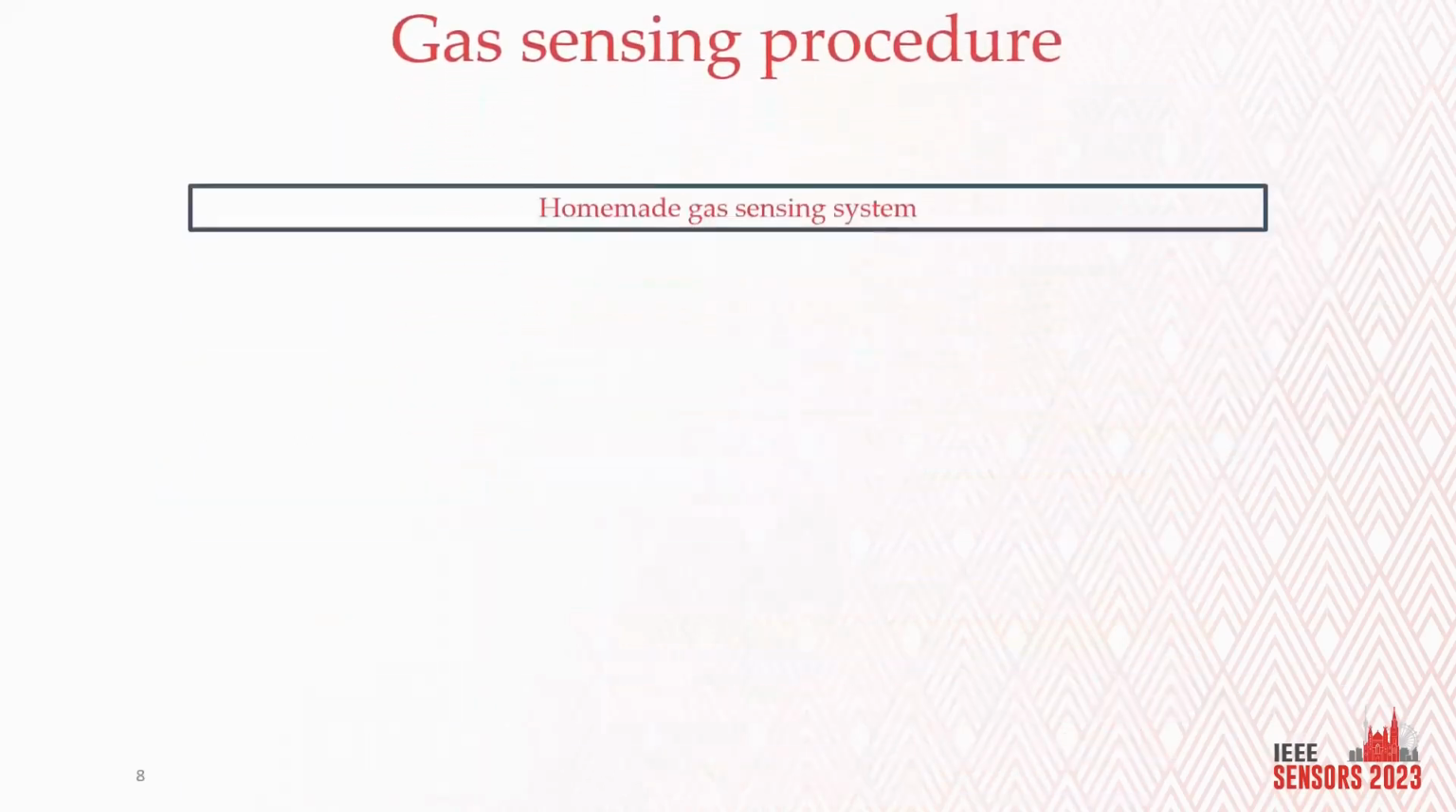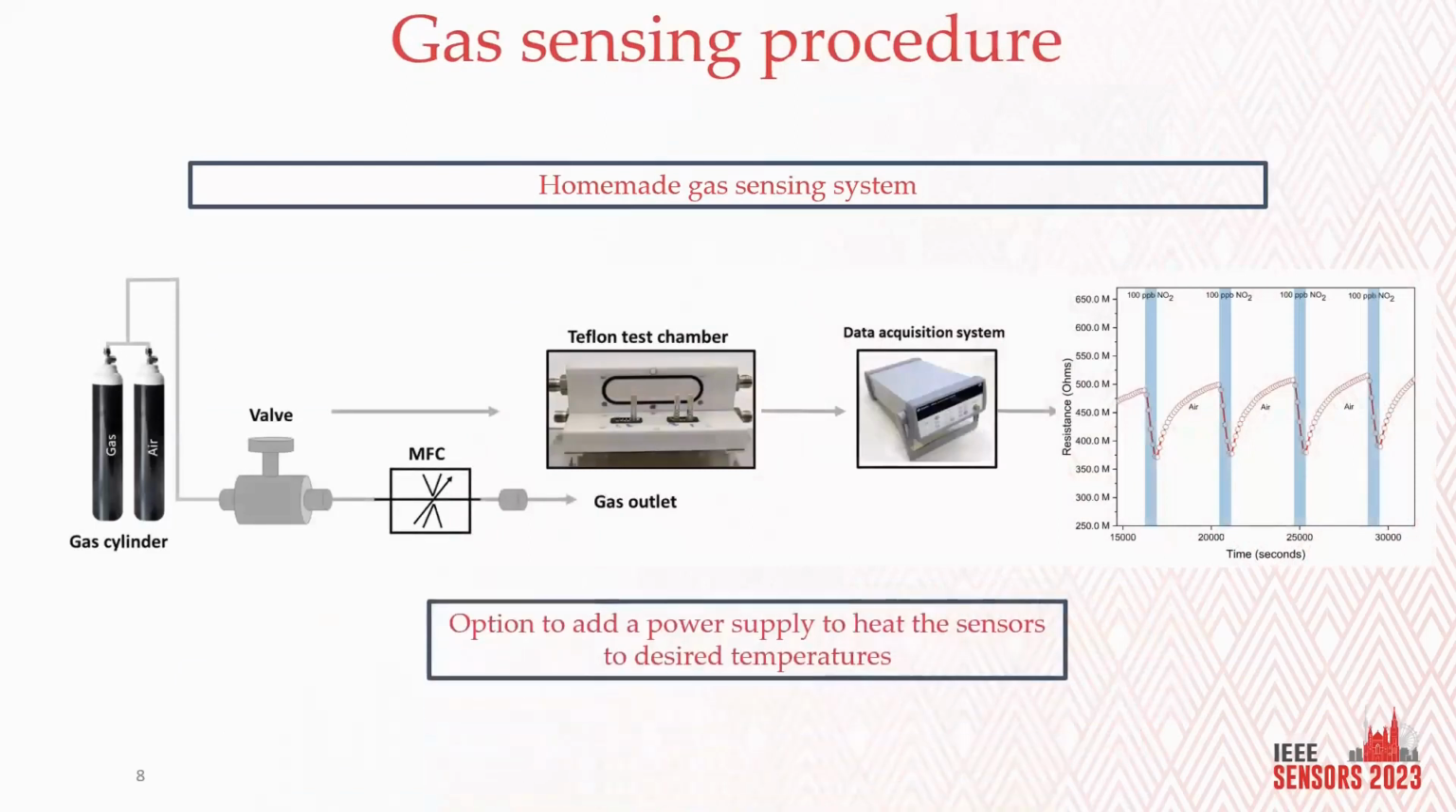So moving ahead towards the gas sensing procedure, this is a homemade gas sensing system that we have in our lab. So we use calibrated cylinders of gas and synthetic air, which are followed by a network of mass flow controllers and valves, which deliver exact and precise amounts of gas to the Teflon test chamber. The chamber has the capability to hold 4 sensors simultaneously. In here, we have an option to add a power supply to heat the sensors to desired temperatures. Then we use an Agilent data acquisition system to record the resistance changes of the sensors when exposed to analyte gases. And here is an example.